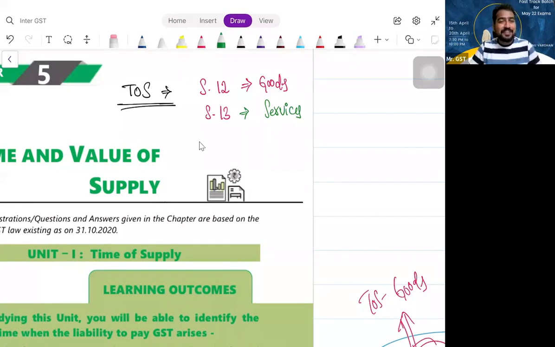Right, very good. Somebody gave the answer: time at which the supply is made. Wow.